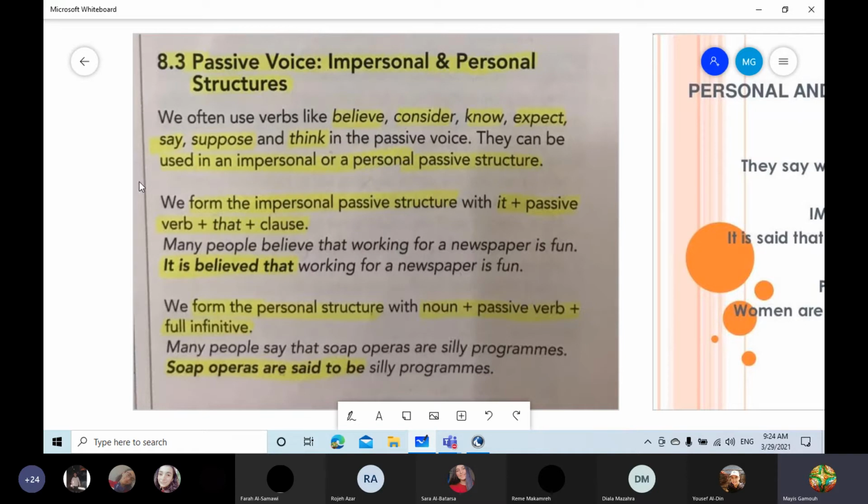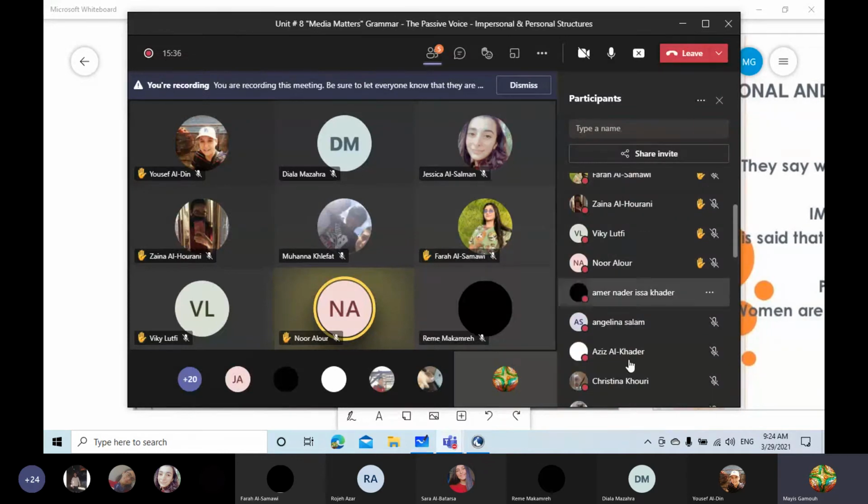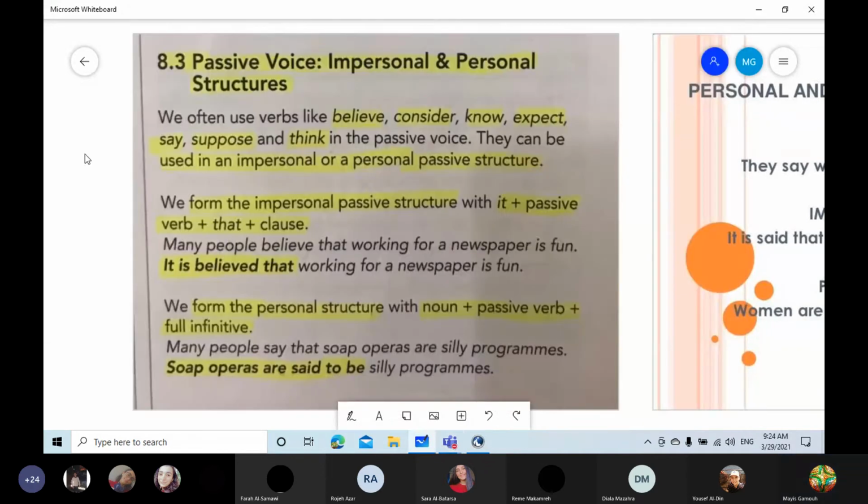Let's look here at the first note in our books, and I would like a student to read it so we can explain it together. Let's go to Zena. Come on, Zena. We often use verbs like believe, consider, know, expect, say, suppose, and think in the passive voice. They can be used in an impersonal or a personal passive structure. Thank you, dear. Okay, one more time. Let's go to it.